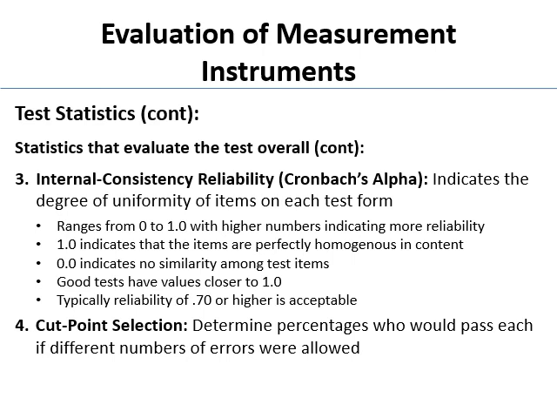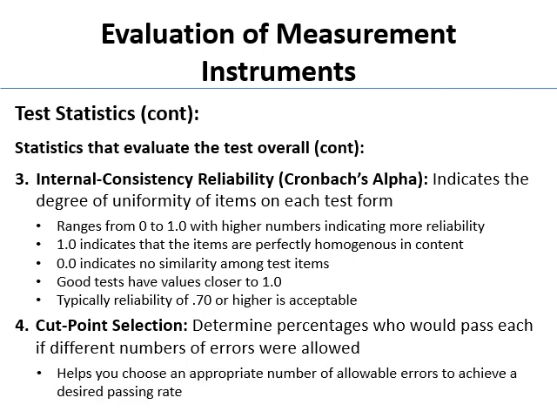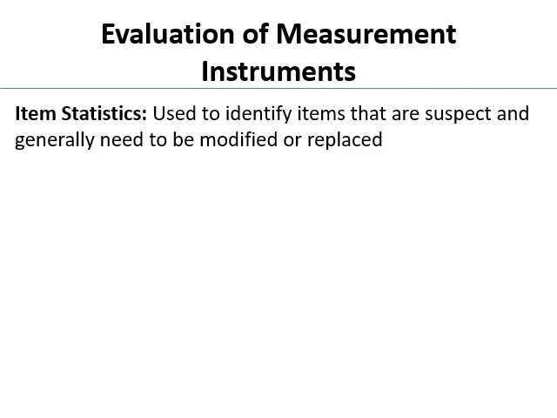We also look at cut point selection, so we'll do that also on the assignment. You determine percentages who would pass at different numbers of allowable errors. So what if we allowed 4? How many would pass? What if we only allowed 2? What percent would pass, etc. It's done to help you choose an appropriate number of allowable errors and get the desired passing or fail rate.